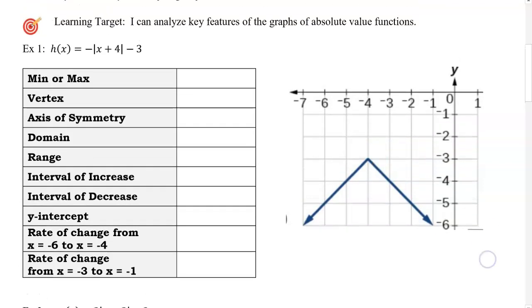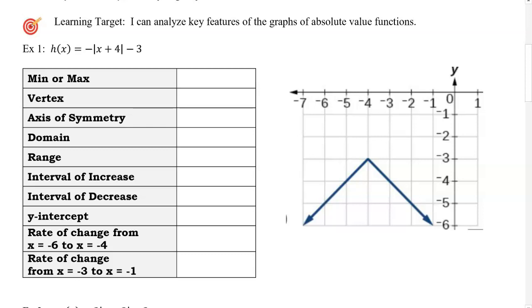We are here in this video to discuss key features of the graphs of absolute value functions. So you should have had in a previous unit learned how to graph an absolute value function using a table. Once you have the graph of the absolute value function, it's important that we can recognize our key features of the graph, which we'll see listed here on the left.